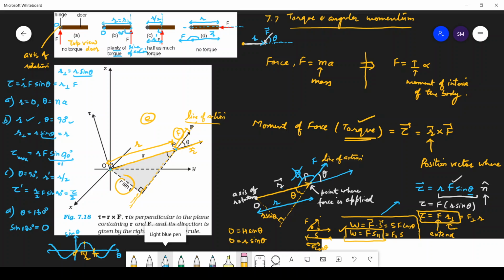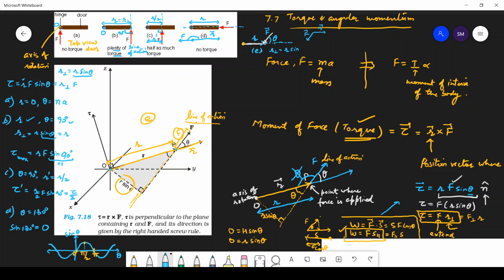This is our case E. Now tell me, in this case, what's this angle? If this angle is theta, what is the angle between R and F? I want to know R perpendicular. R perpendicular is R sine. What angle you are going to take? Yes, 180 minus theta. Because see, this is your F and this is your free vector. You are going to take this free vector over here. So this is your R.